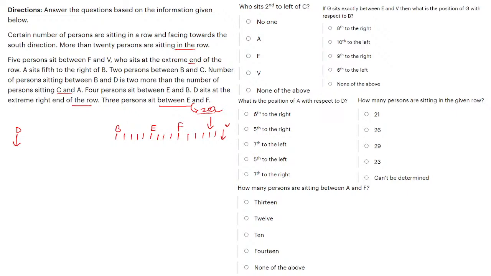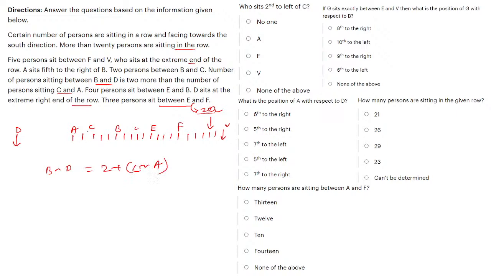Okay, 2 persons between B and C. Two persons between B and C. So, I can take it here as well and 1, 2, 3 here as well, right? A sits fifth to right of B. 1, 2, 3, 4 and 5. This is it. Now, coming to this condition, that the number of persons sitting between B and D is 2 more than the number of persons sitting between C and A.